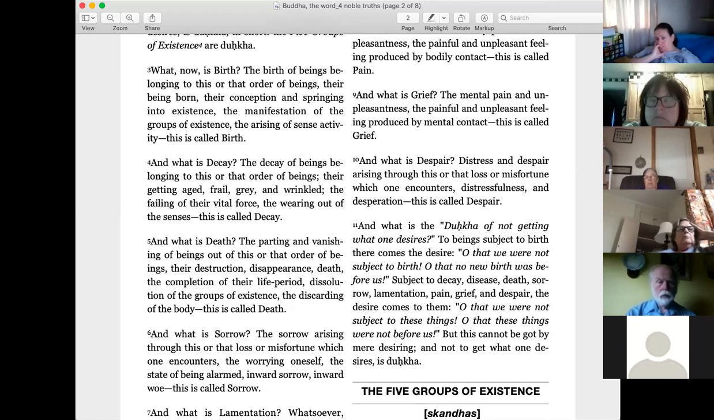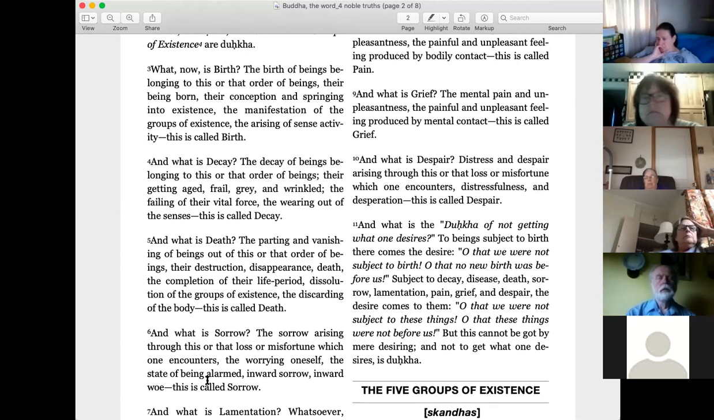And what is grief? The mental pain and unpleasantness, the painful, unpleasant feeling produced by mental contact. This is called grief. And that is also a type of dukkha. And what is despair? Despair is distress and despair arising through this or that loss or misfortune which one encounters, distressfulness and desperation. This is called despair. And he continues with, and what is the dukkha of not getting what one desires?